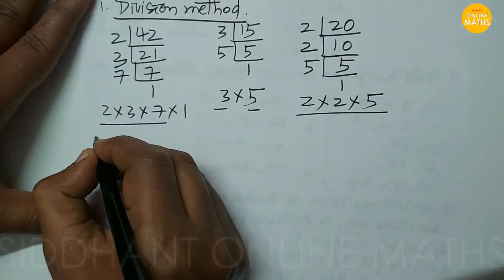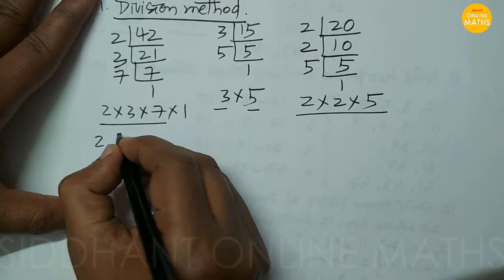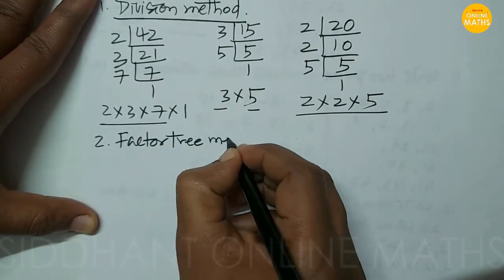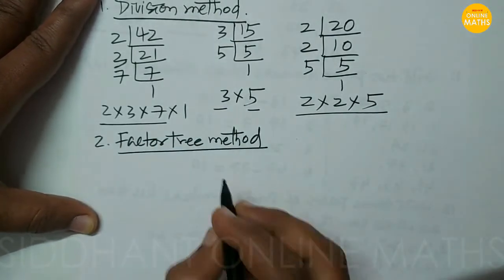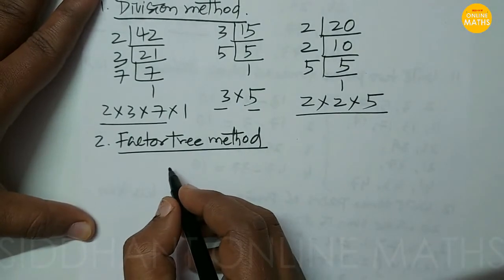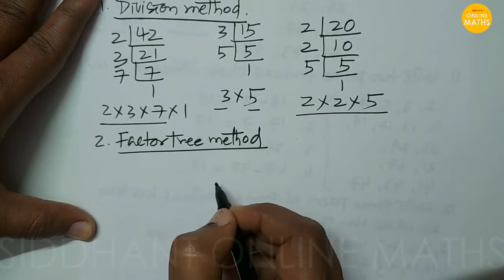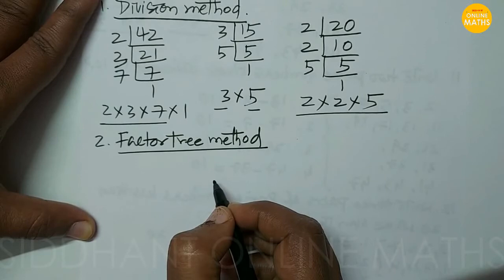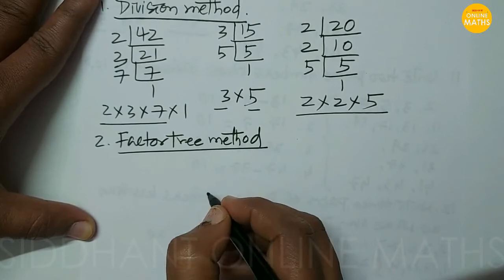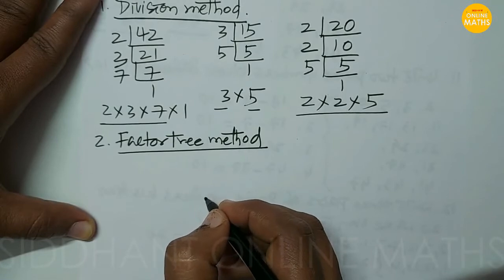The next method is called the factor tree method. Here we are going to take the number, and first we find the factors, and if we get a composite number, then we further find the factors of that composite number. Like that, with each step we find the factors until we get the prime numbers.